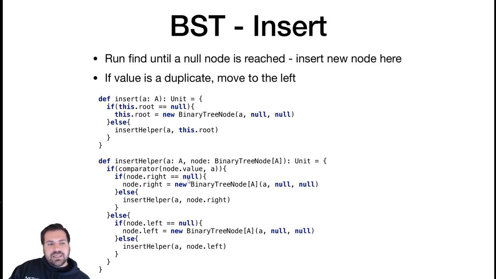And we're going to keep doing that until we find our base case of some null value that preserves the structure of this tree. Once we find that first null that preserves the structure, that's where we're going to insert.